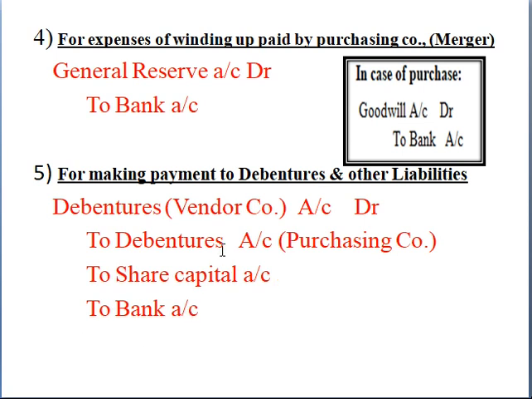It is not mandatory that you have to write all these three. It depends on the problem. In some cases the vendor company's debentures are paid only through cash. In such a case, your entry is debentures account debit to bank account. Or else in some cases debentures of the selling company may be paid with shares in the new company. In such a case, debentures account debit to share capital account, right? So it depends on the problem. You have to write this entry. Your entry is debentures account debit to debentures account in purchasing company, to share capital account, to bank account.